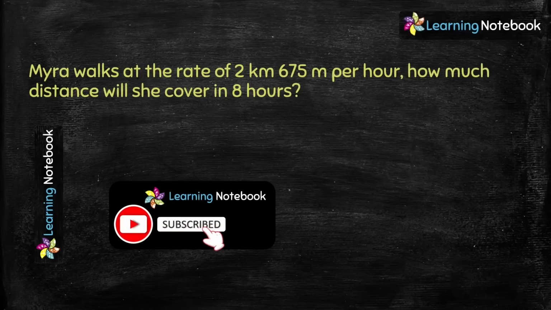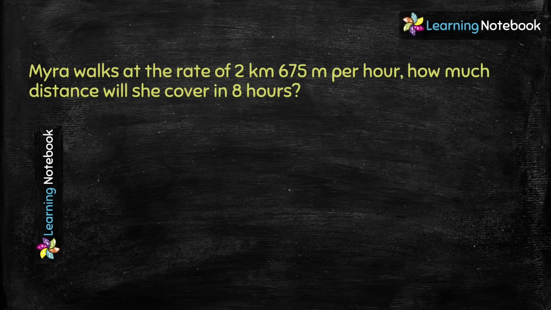Next word problem is Myra walks at the rate of 2 km 675 meter per hour. How much distance will she cover in 8 hours? Now students, in the remaining word problems, we are going to do multiplication and division of measurement of length. So here in this word problem, we are given with the rate of Myra's speed and we have to find the distance covered by her in 8 hours.